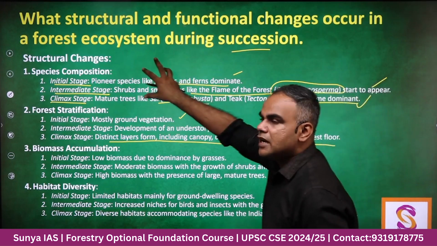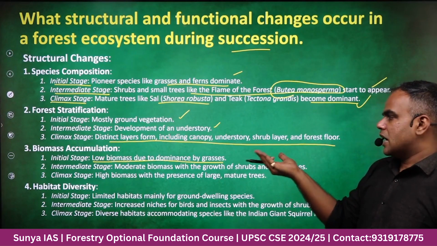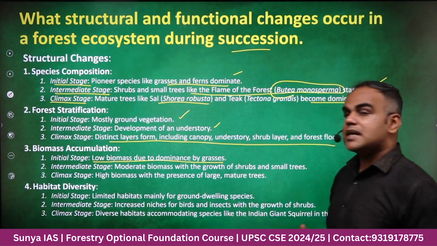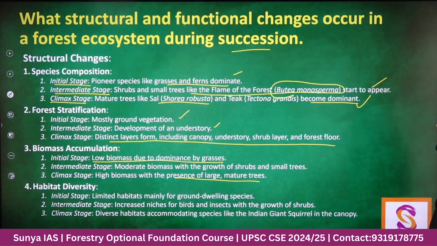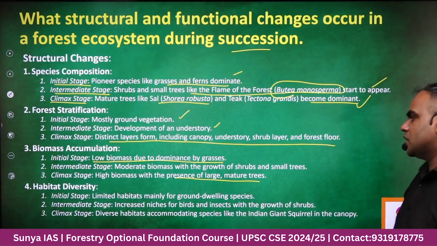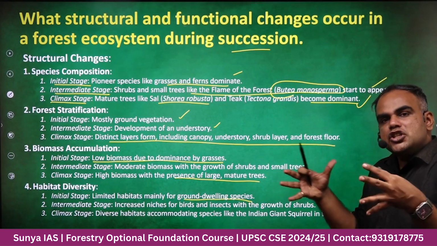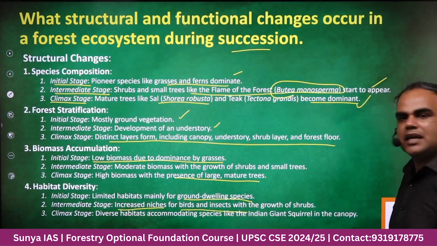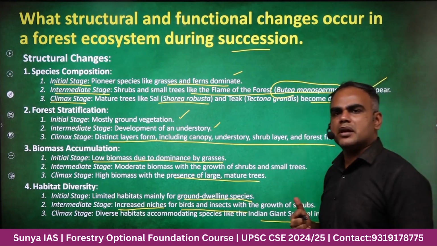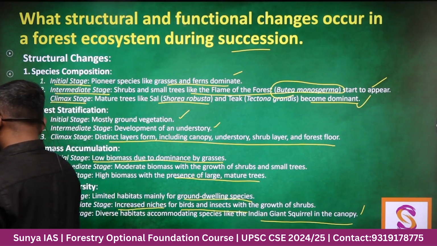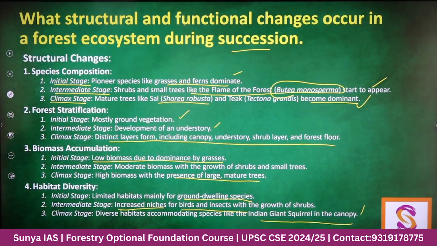Biomass, again, is directly linked to species. In the initial stage, you will have very little biomass because only grasses are there. Intermediate stage, moderate biomass, and climax, high biomass, because you'll have proper, large mature trees. In terms of habitat diversity, here you have limited habitats for ground dwelling species. Intermediate, more niches are getting formed, so increased niches for birds and insects. At the climax stage, you have the Indian giant squirrel and many other species in the canopy. So you have more diversity as you move along. This is the structural part which occurs in the forest ecosystem during succession.